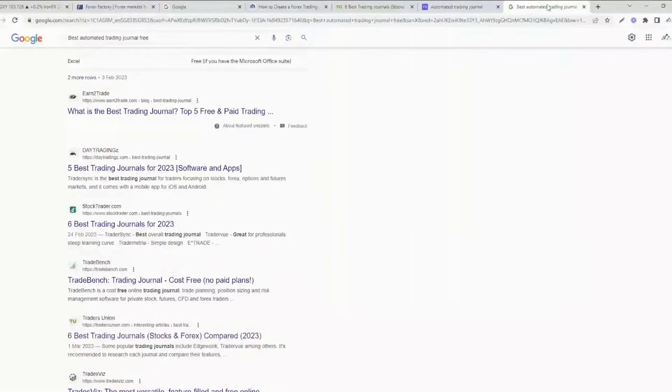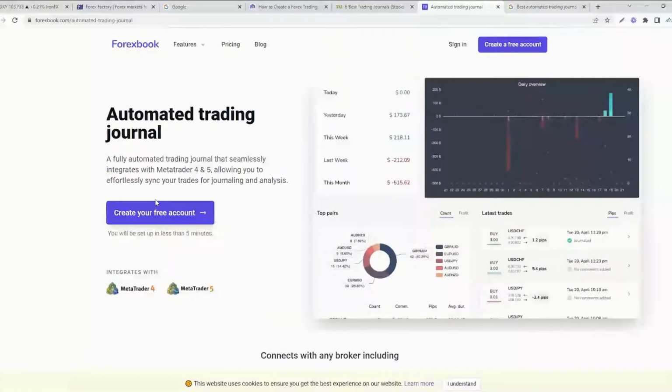Okay, I'll just use this as an example. So basically, this is a fully automated trading journal that seamlessly integrates with MetaTrader 4 and 5. You're able to sync all your trades for journaling and analysis as well. As you can see, this is the typical dashboard that you would see here on Forex Book. It'll give you your top pairs, the latest trades, when it was executed, when it was closed, and profits or losses in terms of pips as well.